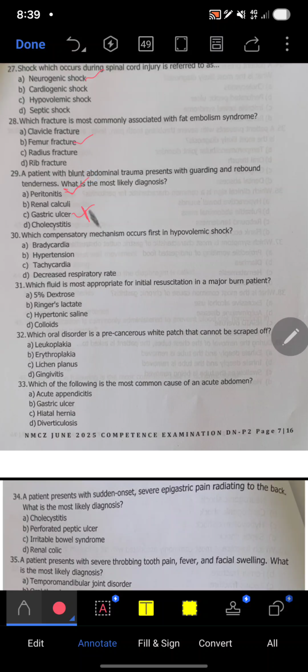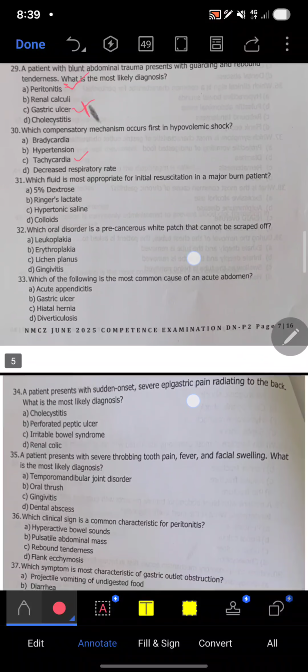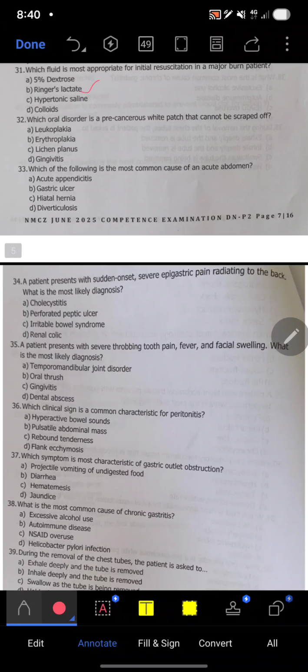Question 30, which compensatory mechanism occurs first in hypovolemic shock? The correct answer, of course, is C, which is tachycardia. Question 31. Which fluid is most appropriate for initial resuscitation in major burnt patients? The correct answer is B, which is Ringer's lactate. 32. Which oral disorder is a precancerous white patch that cannot be scraped off? The correct answer is, of course, A, which is leukoplakia.